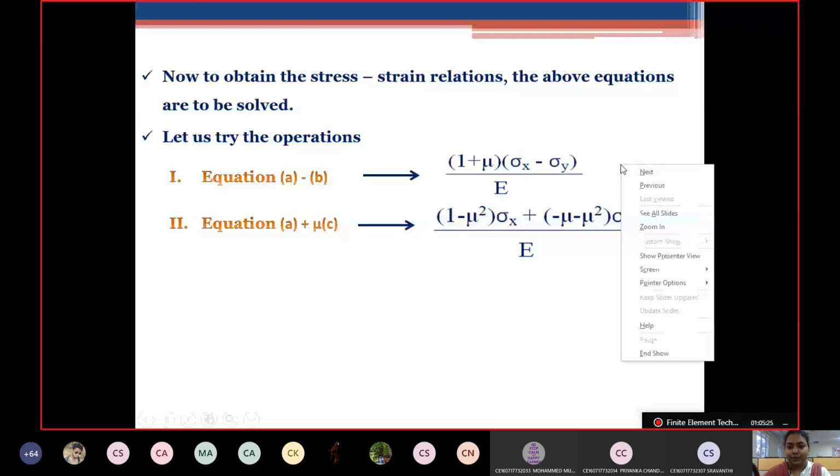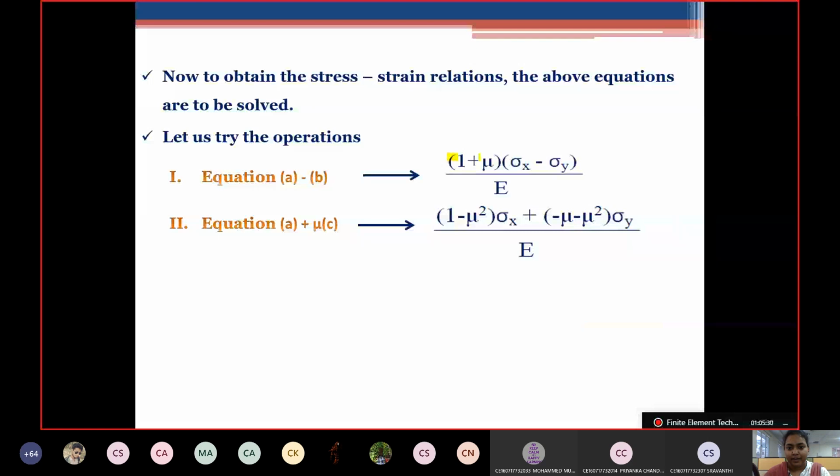Now what do we have? We have two equations in terms of normal stresses in x direction and normal stresses in y direction. Simple equations, like I have an xy in one equation, xy in the other equation. So what will I do? I will have to solve these two equations. For that, the final operation is like this.